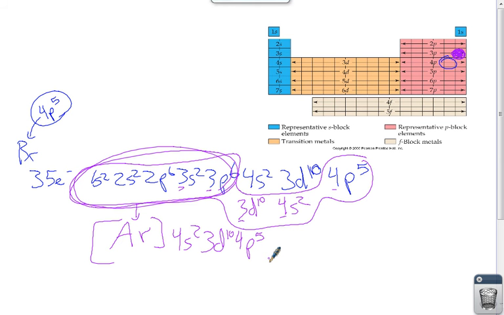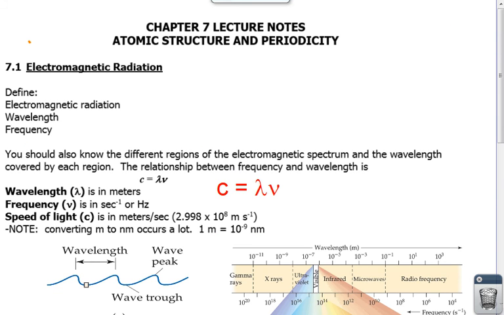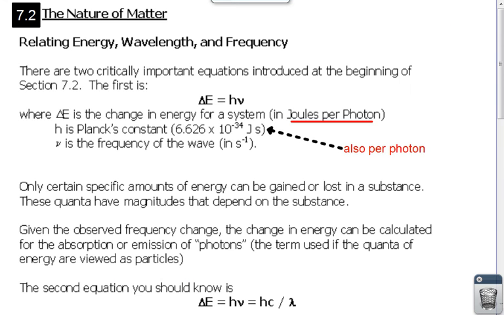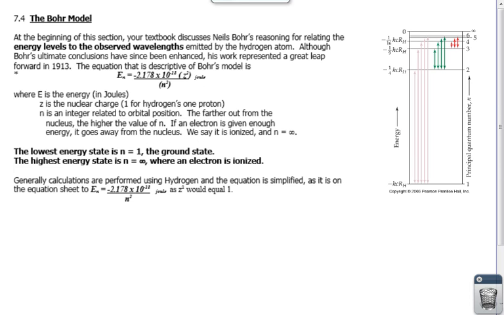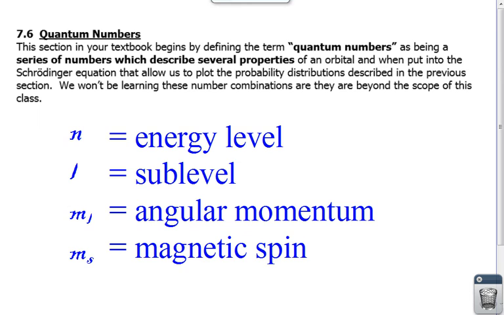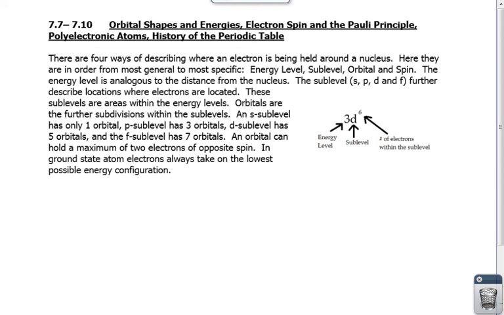Now let's actually look at your notes. We're going to go over the first couple sections in class. Let's see here. Where are we? I want to go to 7.7. So 7.7 is kind of the same idea. It's about orbital shapes, energies, electron spin, Pauli exclusion principle, polyelectronic atoms, and then the history of the periodic table a little bit.